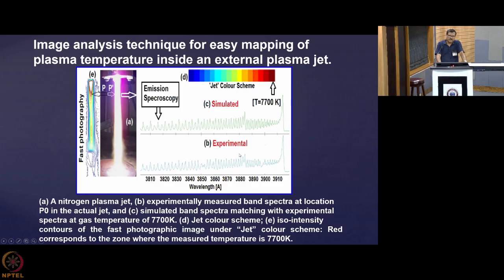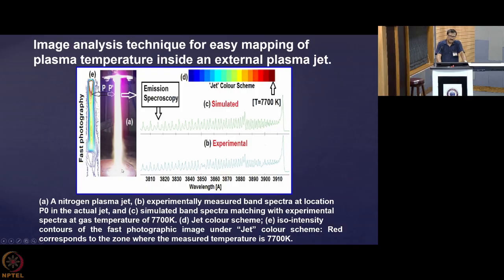So you can simulate this band spectra at different temperatures, and what we are seeing is that at 7700 degree Kelvin the spectra which has been simulated matches very well with the experimental spectra. So we then conclude that roughly the temperature of this location in the plasma jet is 7700 degree Kelvin.